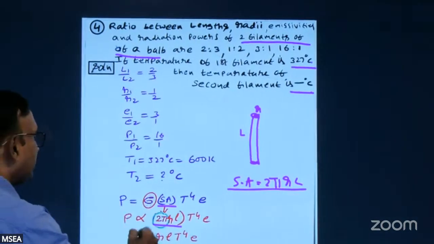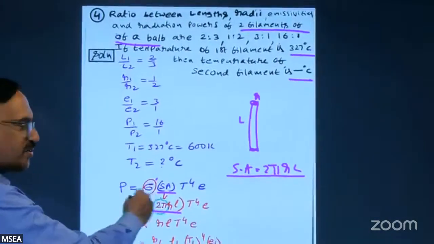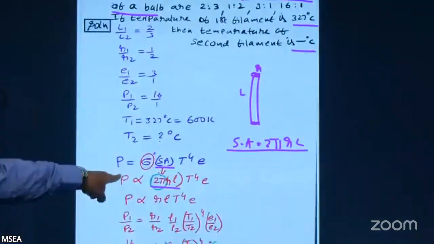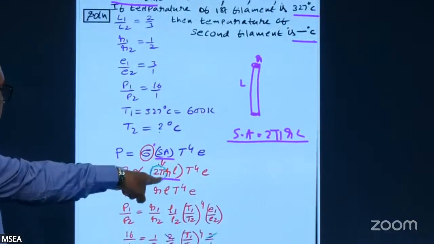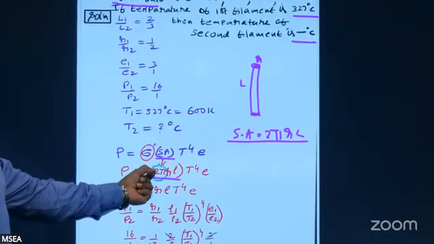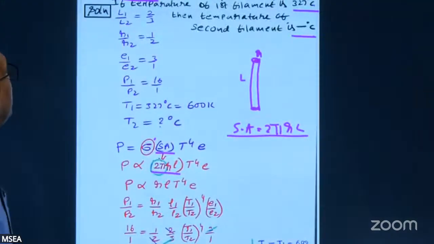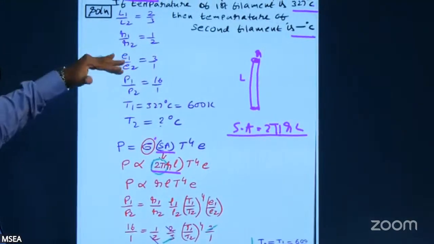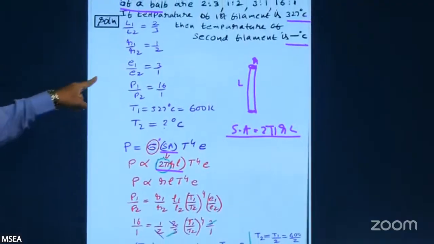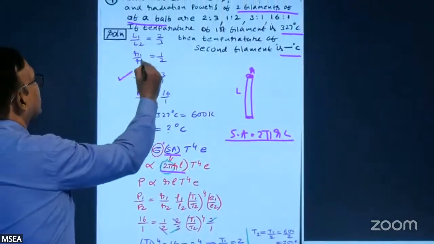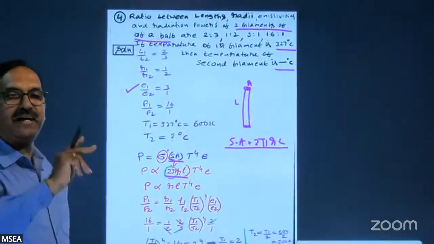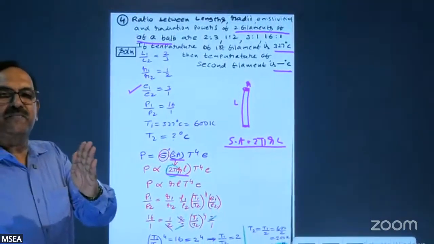So the power, with sigma constant replaced by the proportionality sign: P is proportional to surface area 2πRL. That's the only point to be properly recollected. Temperature to the power of 4 into emissivity. Now the other point is that the emissivities are not the same. They are different. Maybe tungsten filament, the other one platinum, something like this.